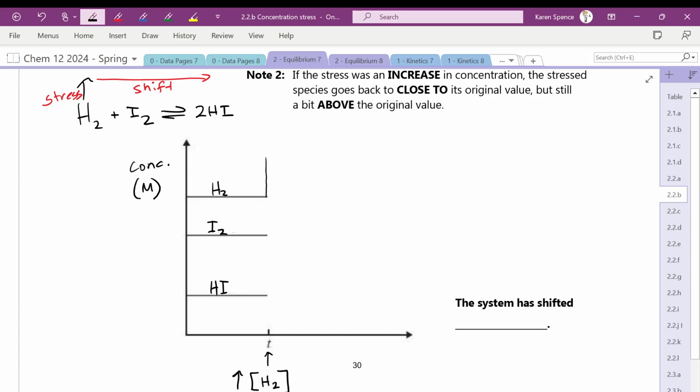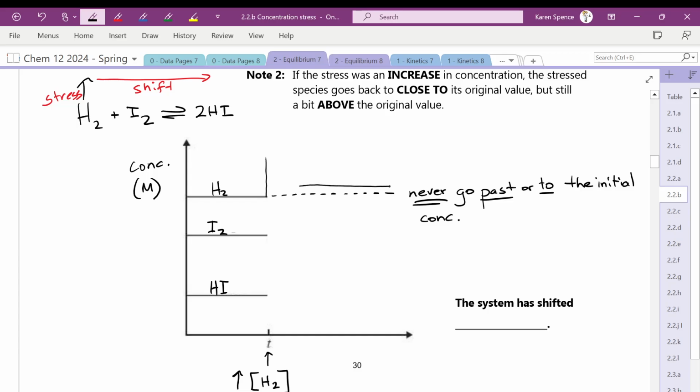What should happen at the very beginning? It should be steep. Where should I end? I should always end above or below if I happen to decrease it. I should never go past the initial concentration. Okay, so in this case, that means we're going to have to end up above it. So I'm going to aim for ending here. Okay, and then I'm going to fill in my curve to make that happen.